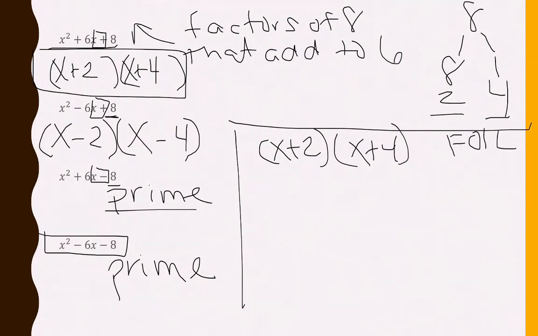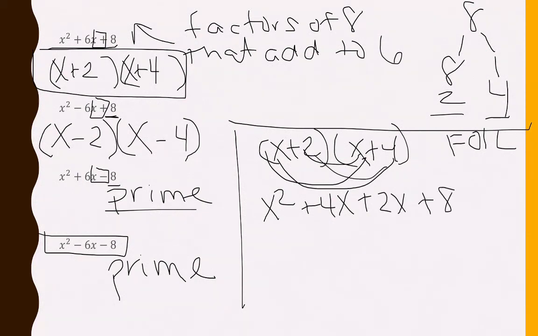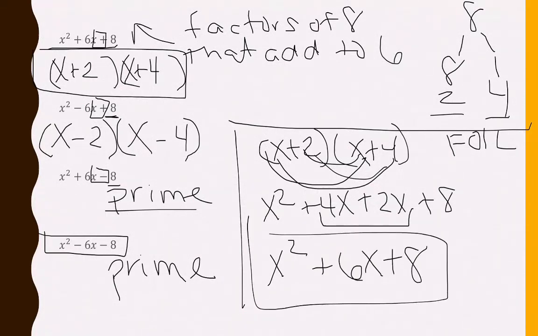Remember, to FOIL means to multiply your firsts, x times x is x squared; your outers, so x times 4 is going to be 4x; your inners, which is going to be a plus 2x; and your lasts, which is an 8. Then we want to combine like terms, and when we do that, we get x squared plus 6x plus 8, which was our original problem. So you can always do this after you're done factoring to check back through that you did it correctly.